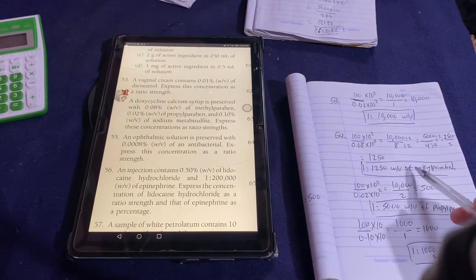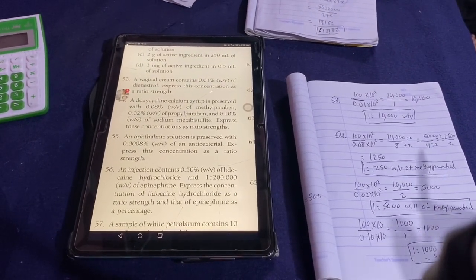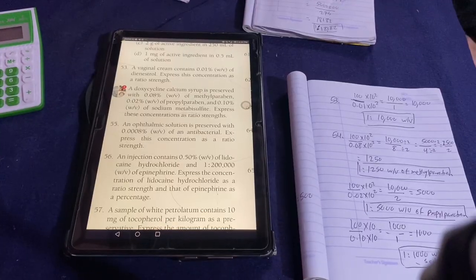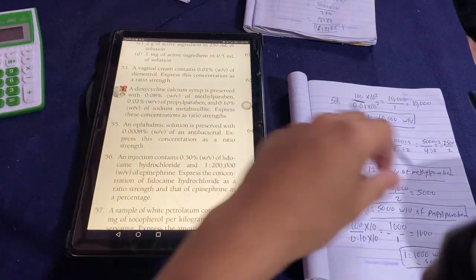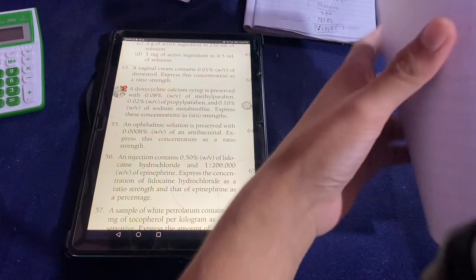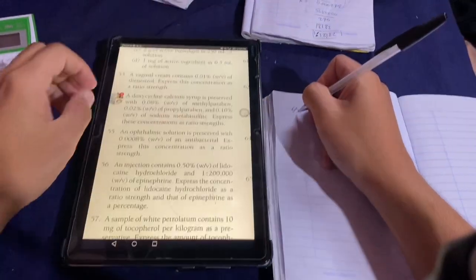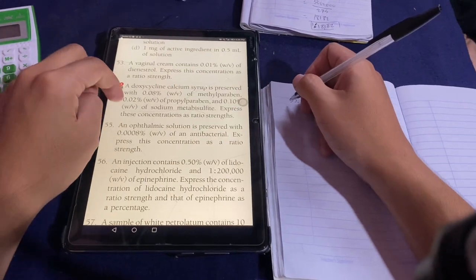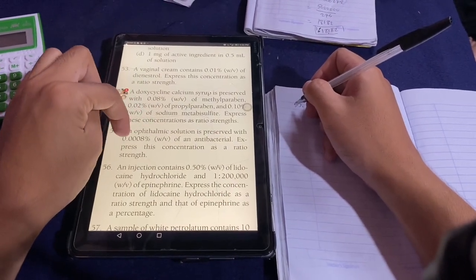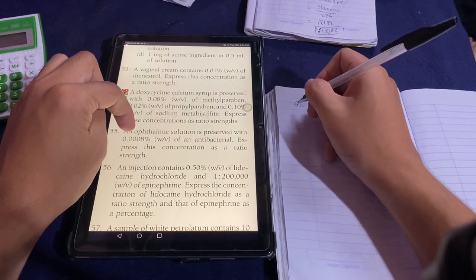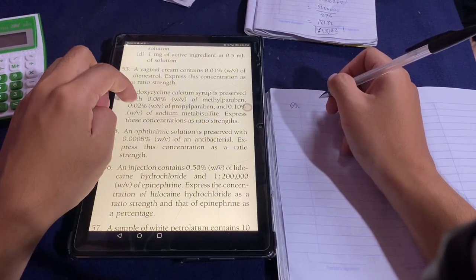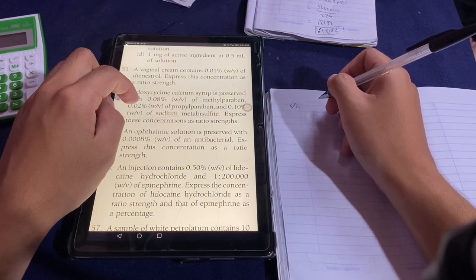So that's the answer for 54. Moving to 55. Let's go to 55. So 55 states an ophthalmic solution is preserved with 0.0008% weight over volume of an antibacterial. Express this concentration as a ratio strength.